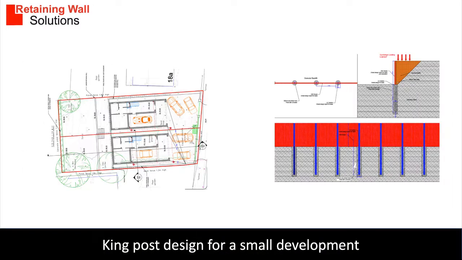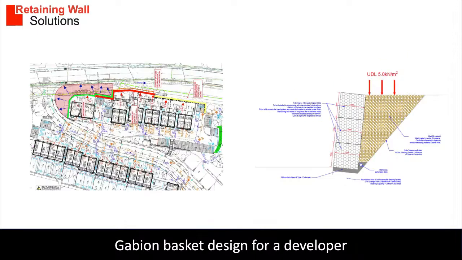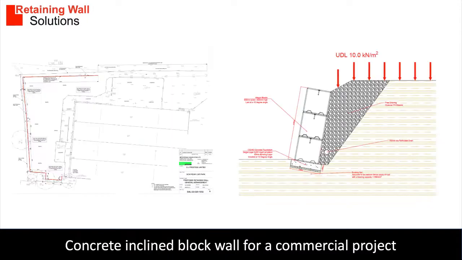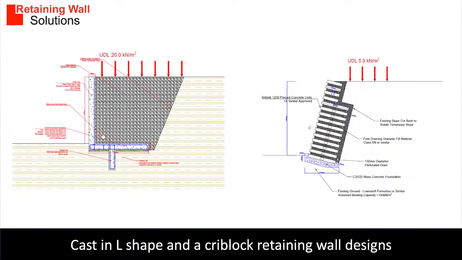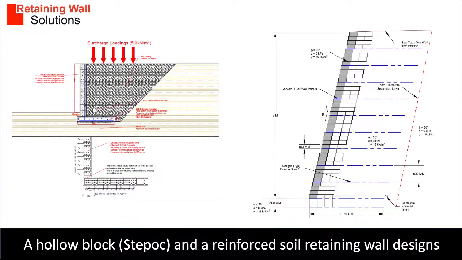This is an example of a king post design for a small housing project. This is an example of a gabion wall requirement for a housing development. This is an example of an inclined concrete block for a car park on a commercial project. A cast in L shape and concrete crib block design. A hollow block, step-up and GeoWeb reinforced soil retaining wall design.